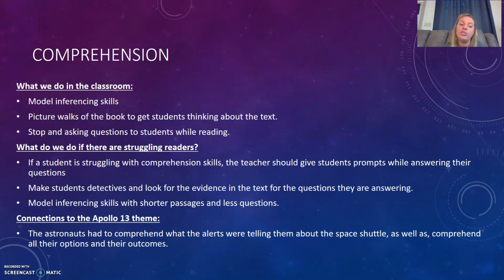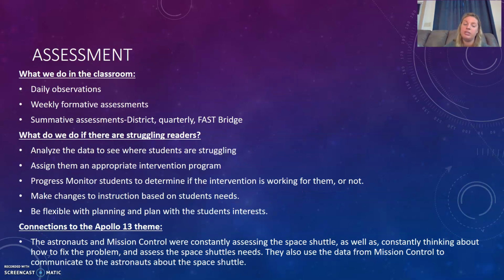And making connections to the Apollo 13 theme, the astronauts had to comprehend what the alerts were telling them about the space shuttle, as well as comprehend all of their options and their outcomes to those options.